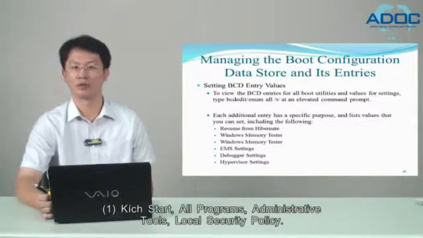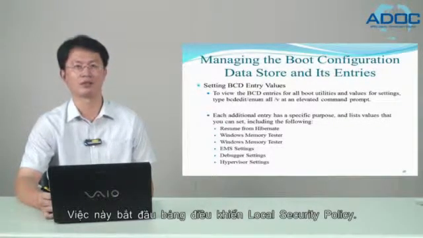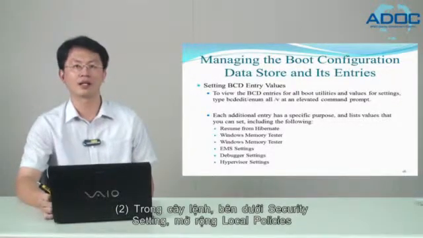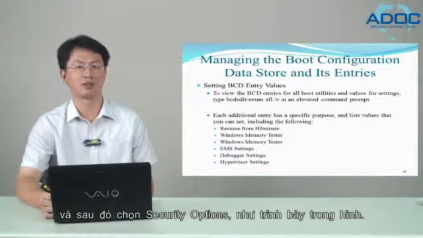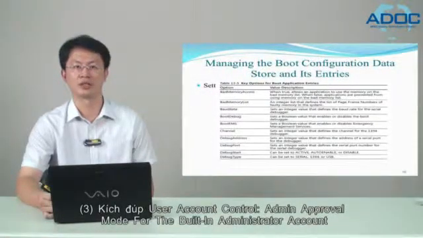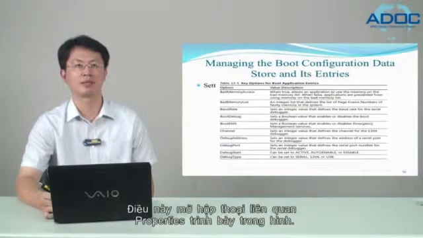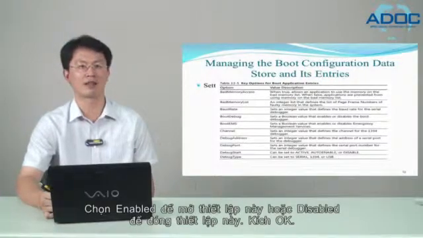First, click Start, All Programs, Administrative Tools, Local Security Policy. This starts the Local Security Policy console. Second, in the console tree, under Security Settings, expand Local Policies and then select Security Options, as shown in the figure. Third, double-click User Account Control: Admin Approval Mode for the built-in Administrator account. This opens the related properties dialog box shown in the figure. Select Enabled to turn on this setting or Disabled to turn off this setting. Click OK.